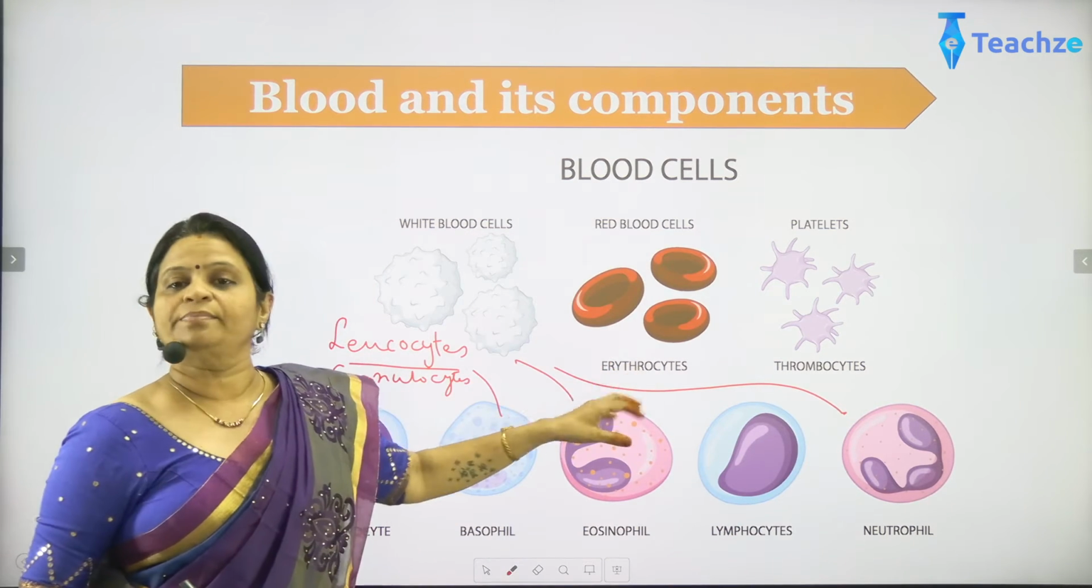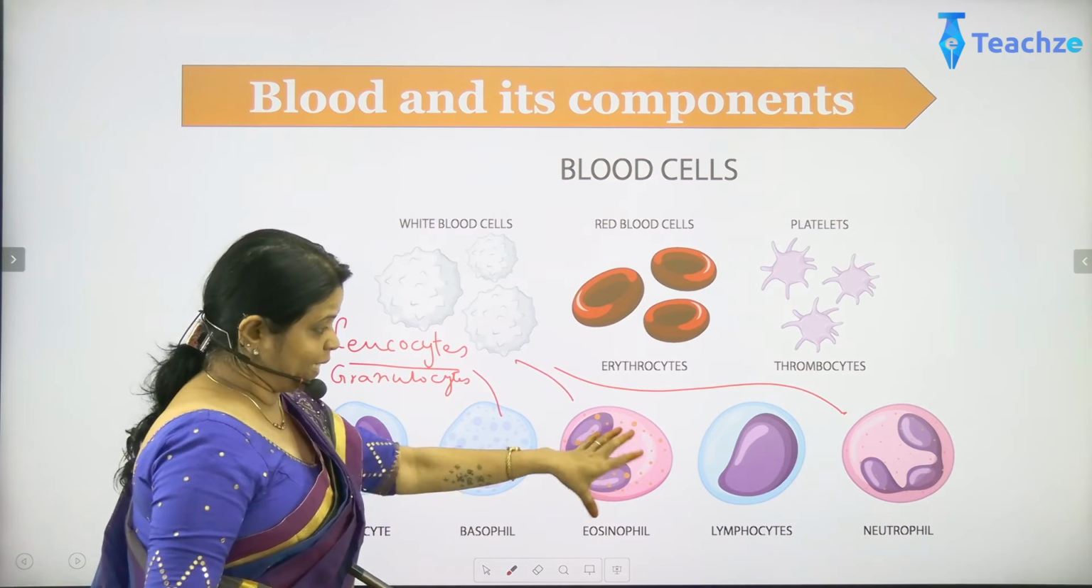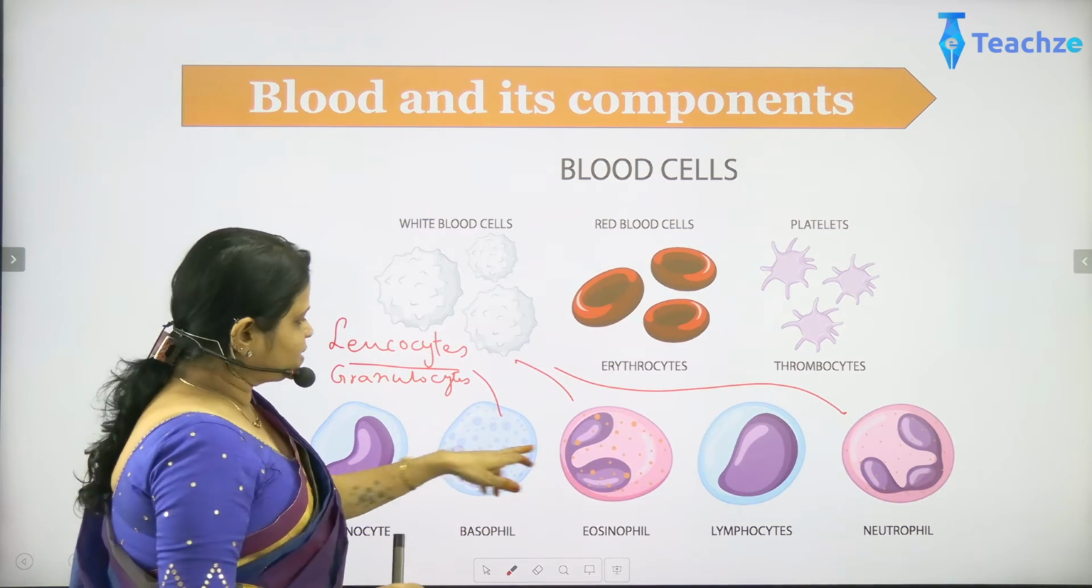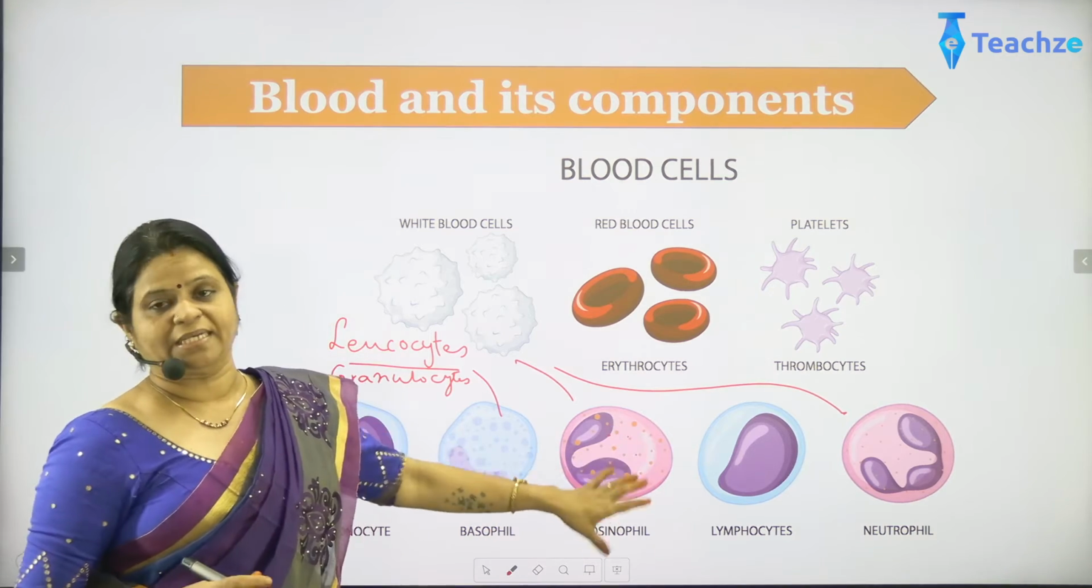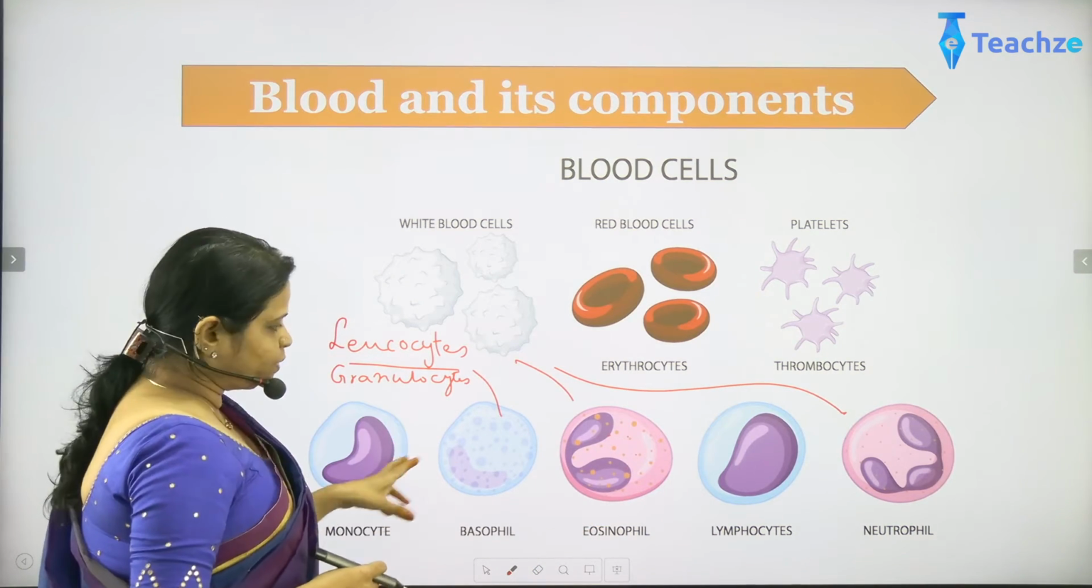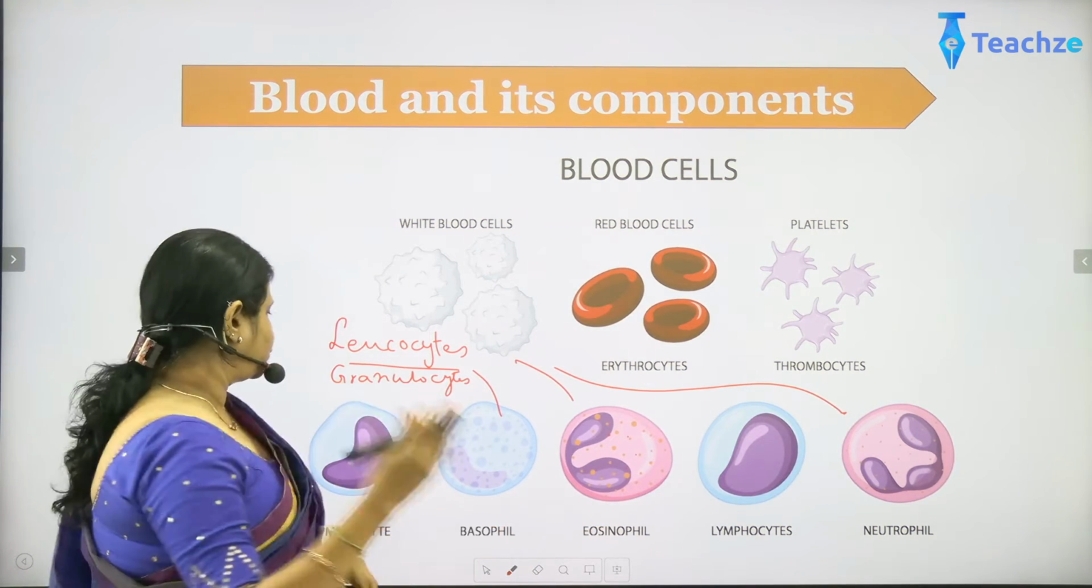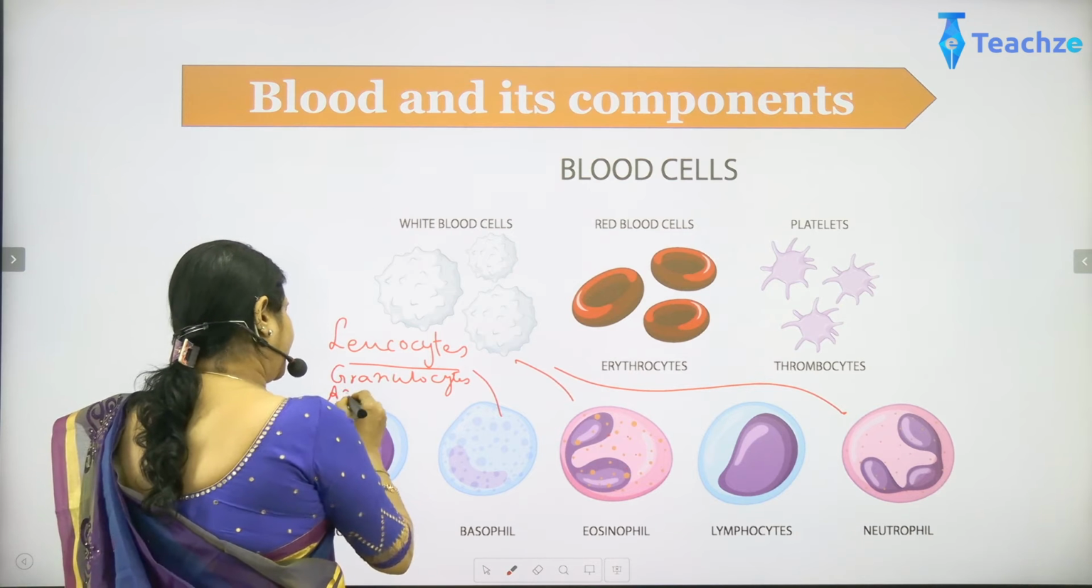Now why do we call them granulocytes? Because you can see in that structure they carry certain amounts of small granules inside like this. So we call them granulocytes. The other 2 do not have granules, so they are given the name agranulocytes.